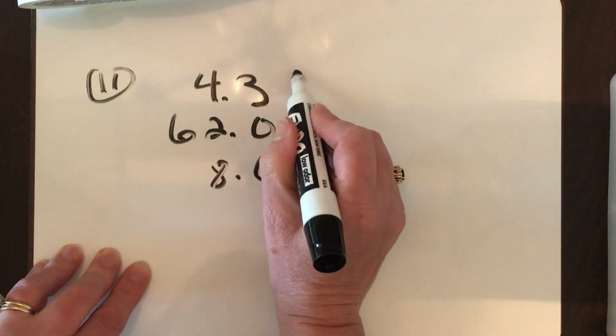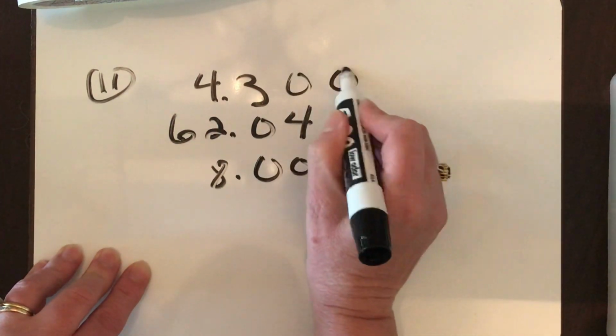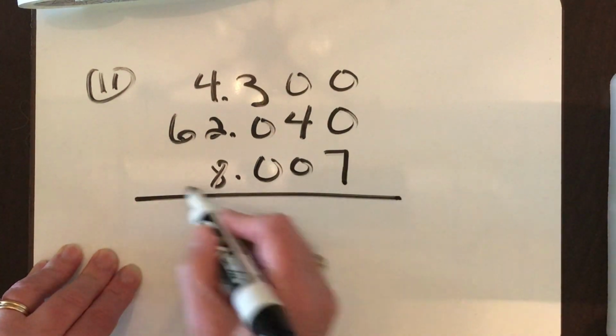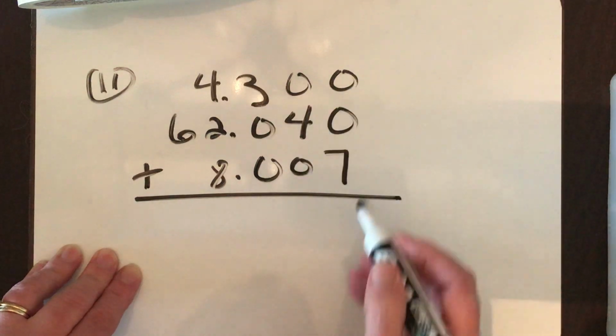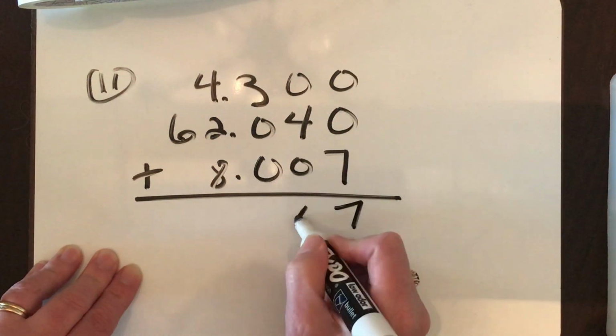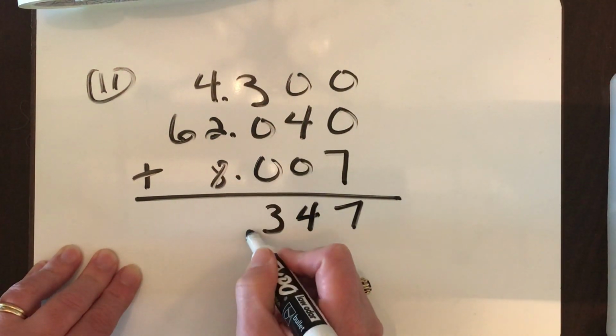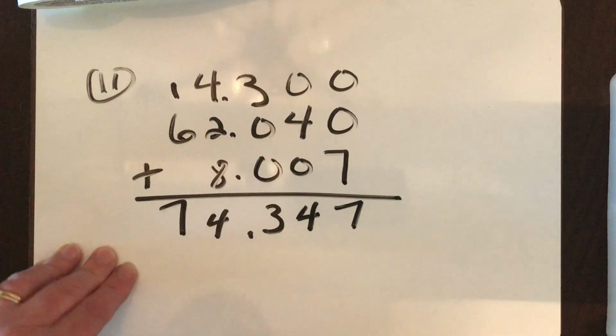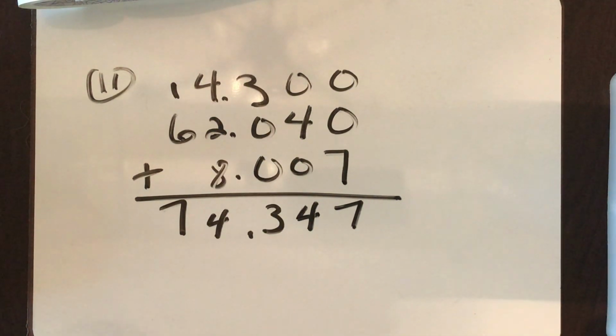So now I can put a 0 here and here in my thousandths place. And here I can put a 0 in my thousandths place. So now I have the same number of place values. And now I can just add 7, 4, 3, put my decimal point. That's 14 and 7, 74 and 347 thousandths. So the important thing is alignment.